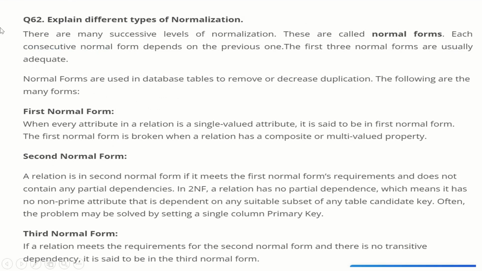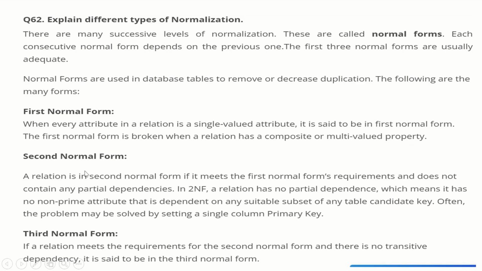These are all advantages of normalization. The next question is, explain different types of normalization. There are many successive levels of normalization, called normal forms. Each consecutive normal form depends on the previous one. The first three normal forms are usually adequate. Normal forms are used in database tables to remove or decrease duplication. The following are the forms. First normal form: when every attribute in a relation is a single valued attribute, it is said to be in the first normal form. The first normal form is broken when a relation has a composite or multi-valued property.